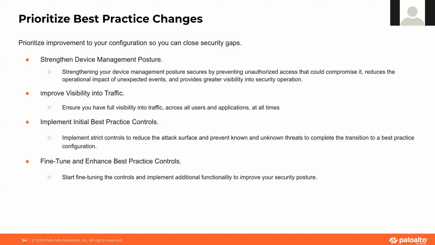And then after you implement control over your network and applications, implement additional functionality to improve your security posture. And then run the BPA again to validate those changes, measure the progress, prioritize the next changes, and learn more about the best practices.